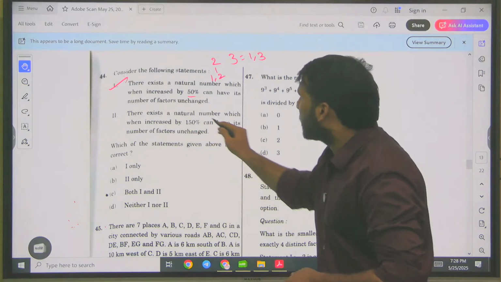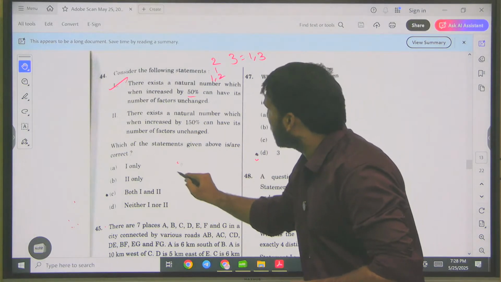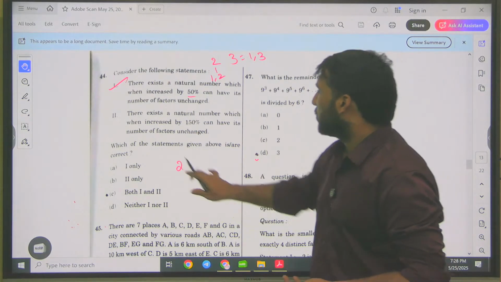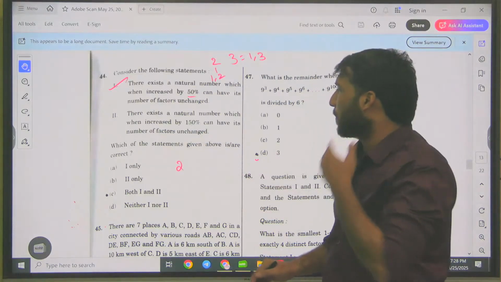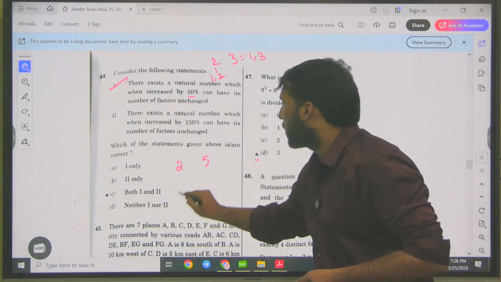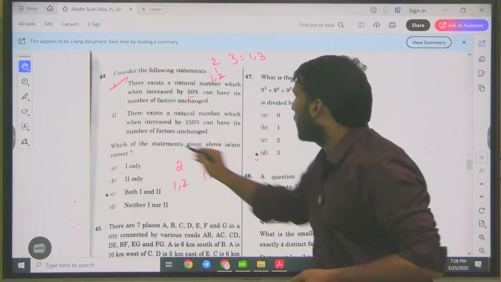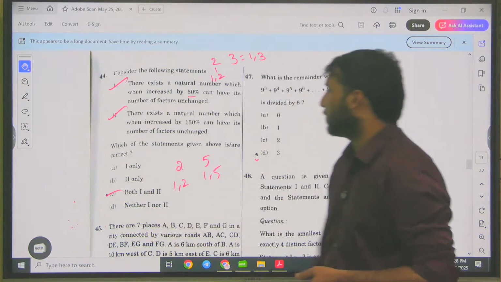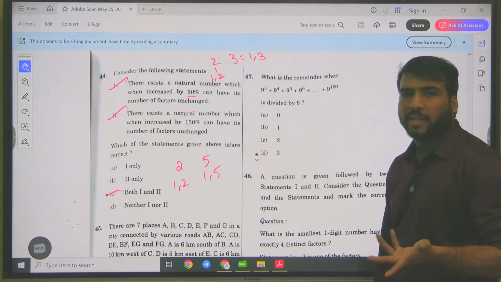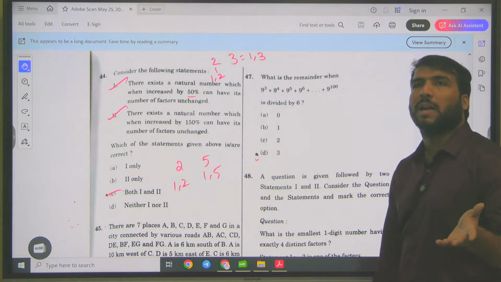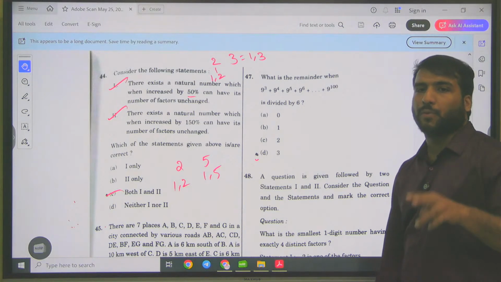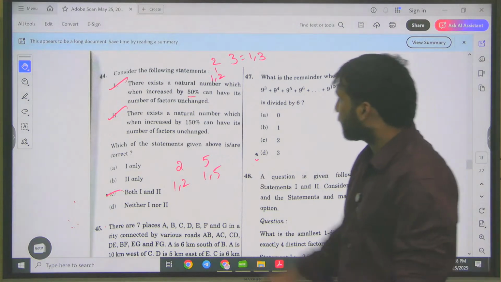Next, if there exists a natural number, let's consider 2. If it is increased by 150%, 150% means 5. Factors of 2 and 5 are unchanged, both have two factors. Yes or no? It is getting unchanged, right? 150% means, 100% increase means 2 is becoming 4. 150% means 5.